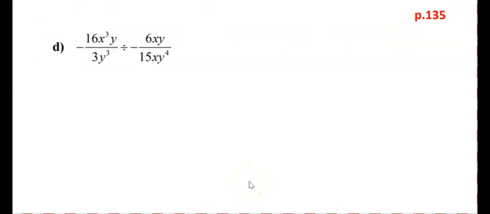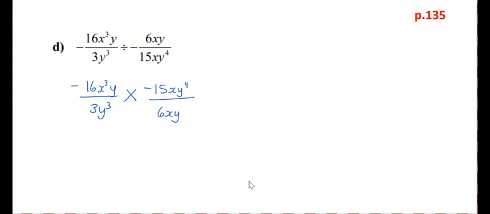Let's do one more example, a division example. First thing we're going to do is keep, change, and flip. Negative 16x cubed y over 3y cubed. We get rid of division, change to multiplication, and flip to the reciprocal. This becomes negative 15xy to the power of 4 over 6xy. Notice they put the negative signs right in the middle. I'm moving them up top. You could have them both up top, both on the bottom, does not matter.